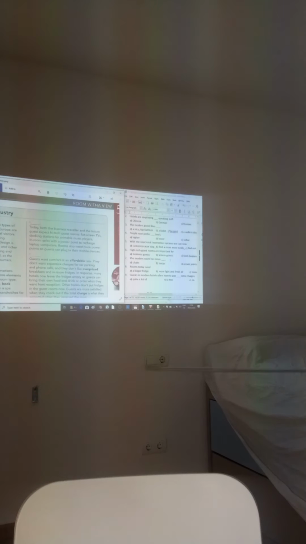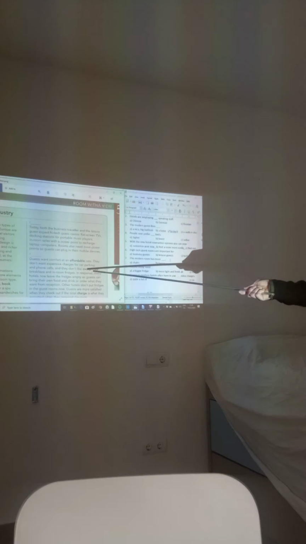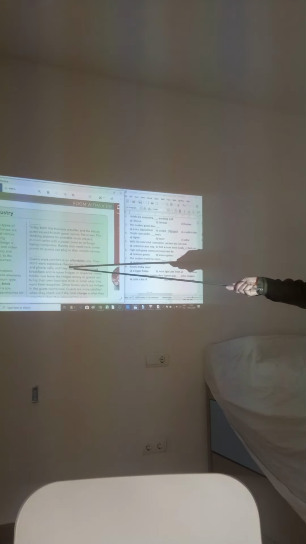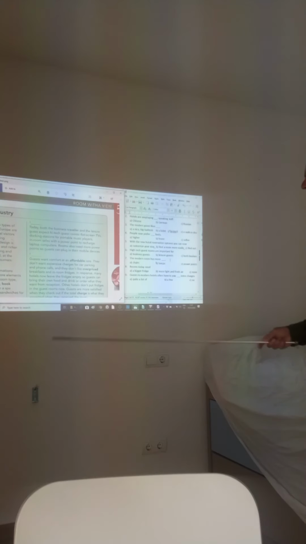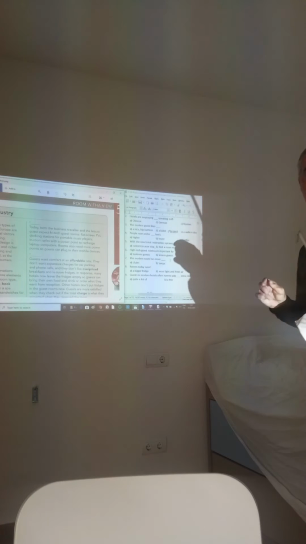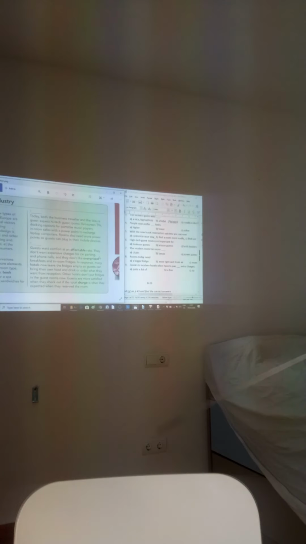And 9, guests in modern hotels often have to pay no extra charges. It says here, people prefer it. They don't want expensive charges. They don't like overpriced, blah, blah, blah. And then here, this is the answer. Guests are more satisfied when they check out if the total charge is what they expected when they reserved the room. Okay? Now you can see it. What they expected when they reserved the room.